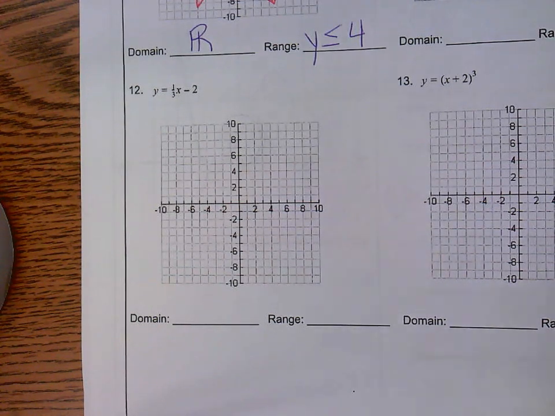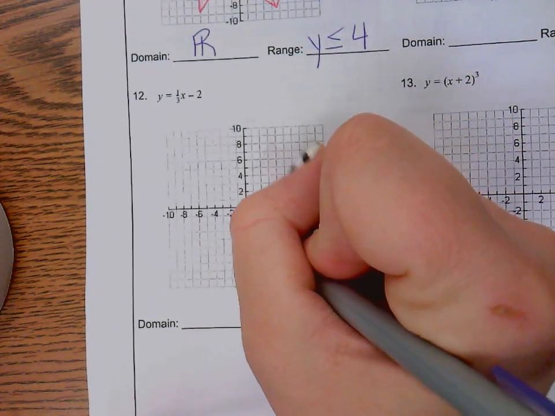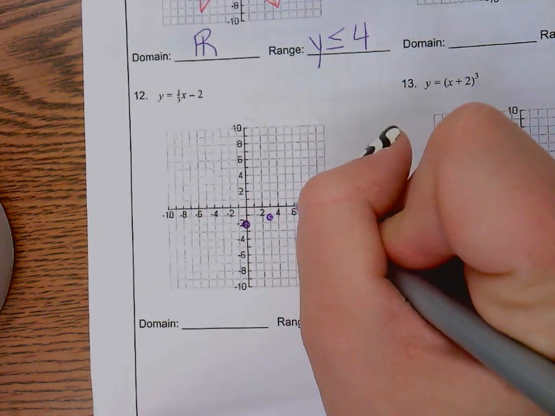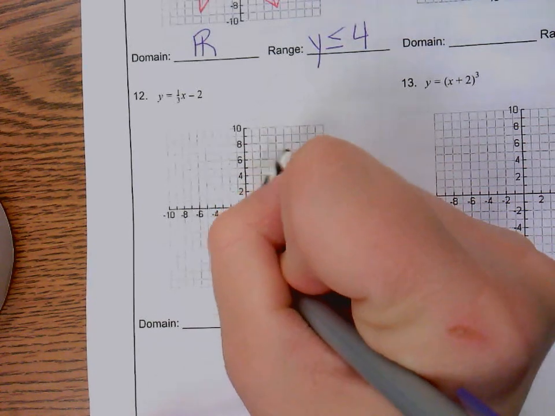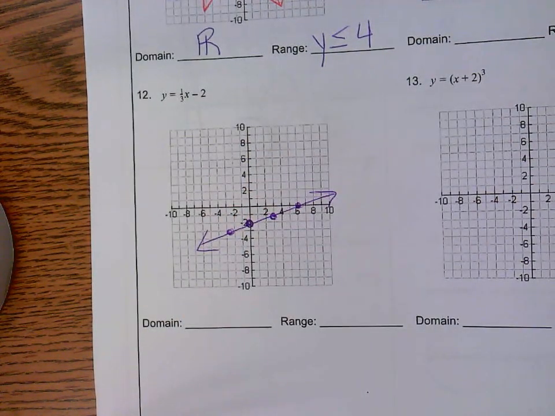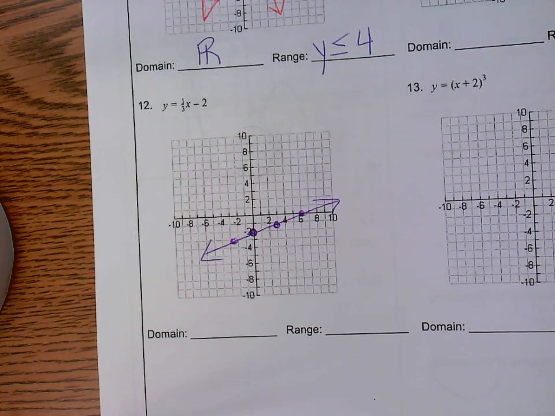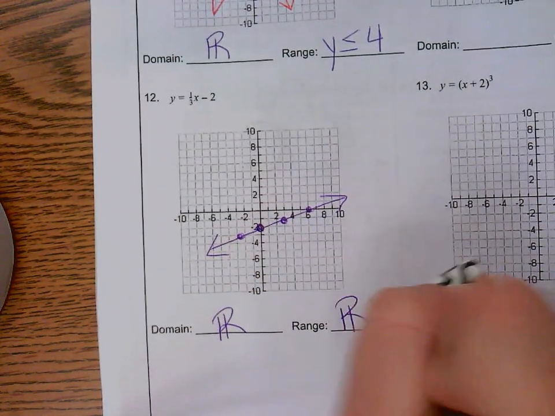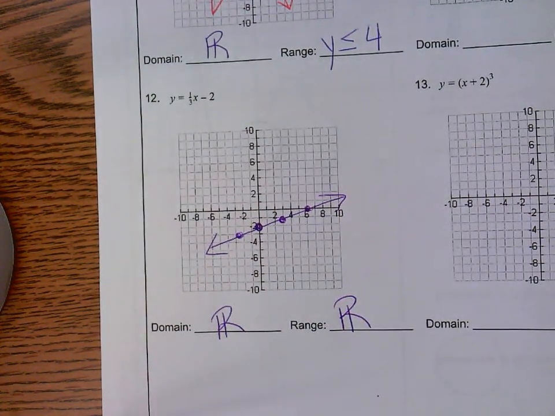So I'm going to put it up. I start at -2 on the y-axis, and I go up 1 over 3 and down 1 over 3. So it's a straight line. Make sure you connect your dots with arrows. Straight line. This is not absolute value. It's not a quadratic. It's just a line. And then our domain and range for linear functions are always all real numbers in both directions, because the arrows go everywhere.